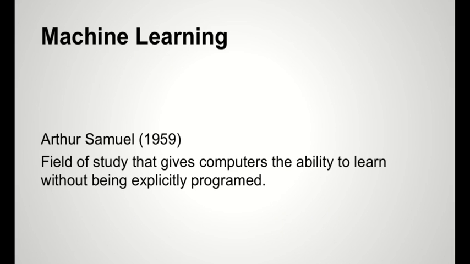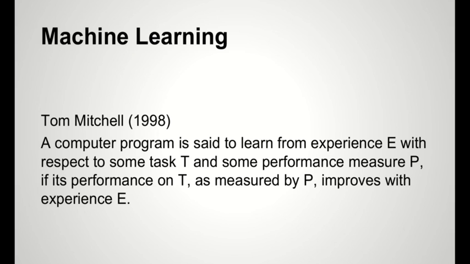Anomaly detection is a branch of the machine learning field. So let me define or talk a little bit about machine learning. Arthur Samuel in 1959 said that machine learning is the field of study that gives computers the ability to learn without being explicitly programmed. Tom Mitchell in 1998 said that a computer program is said to learn from experience E with respect to some task T and some performance measure P if its performance on T, as measured by P, improves with experience.